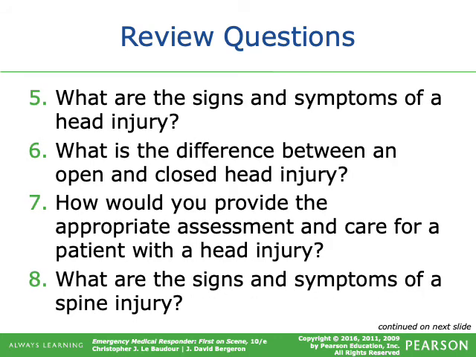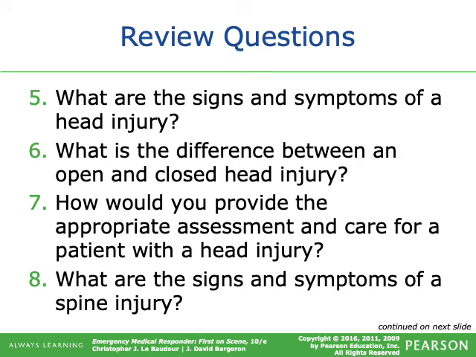What are the signs and symptoms of a head injury? They can be pretty broad. You can have anything from a mild headache, bleeding of the scalp, an altered mental status, deformity of the cranium, or they could be completely unresponsive. What's the difference between an open and closed head injury? An open head injury is going to involve opening of the cranium, exposing the brain or other soft tissues up under the skull. A closed injury is going to be with the cranium intact.